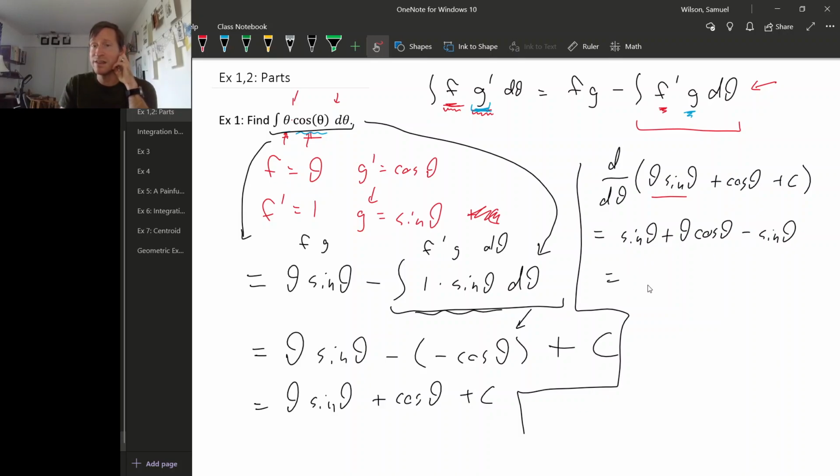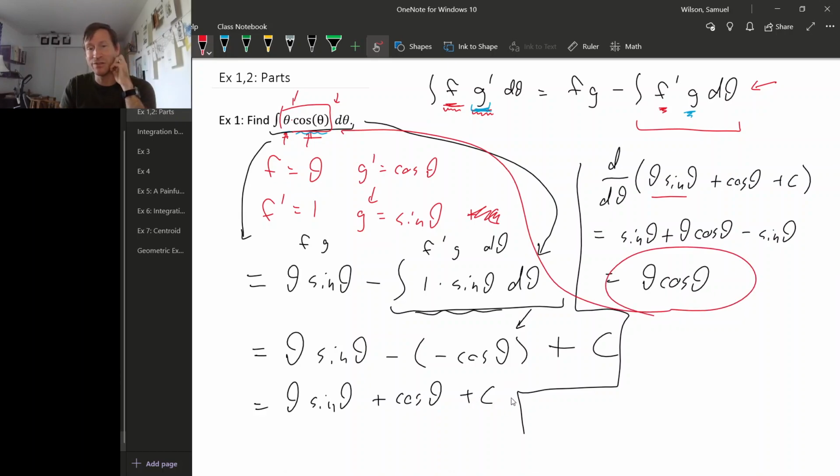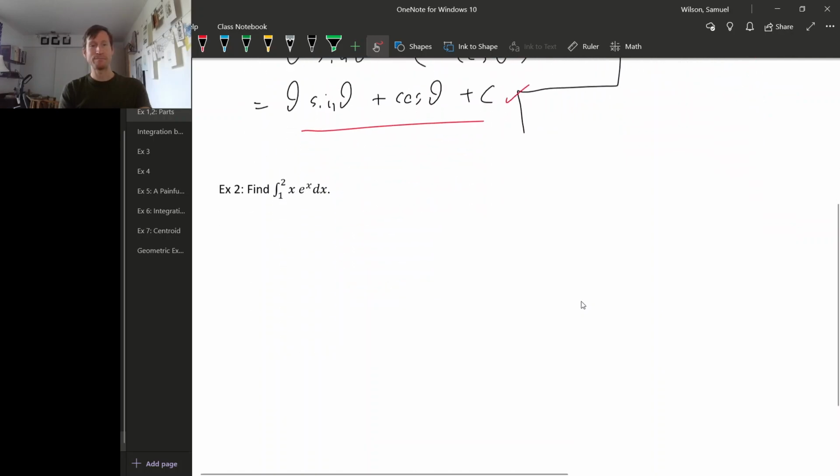And then the sine thetas cancel, and we get theta cosine theta, which was the integrand we started with. So our antiderivative, our indefinite integral, checks out. This is the correct indefinite integral. So integration by parts did work. Let's look at one more example.